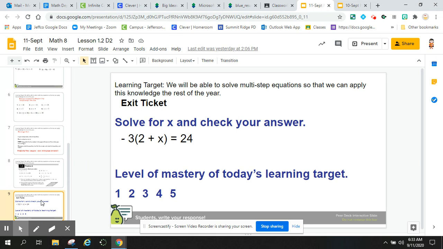And then lastly, once you're done with that assignment, complete your exit ticket and the daily attendance and agenda.